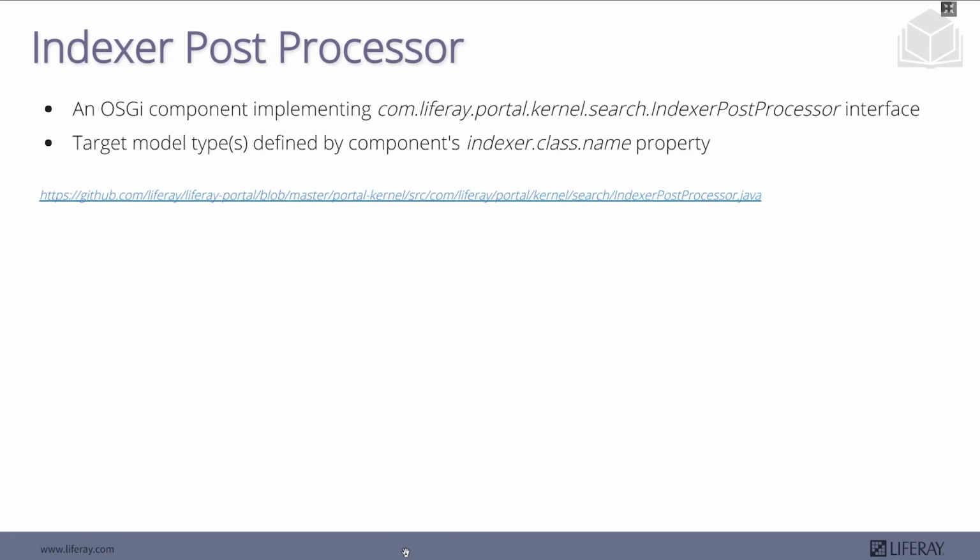Now, one of the mechanisms we have is the indexer post processor. It does just as it tells us. When the indexer hits, we can do some things after the fact. In order to do that, we would create a component that implements the interface IndexerPostProcessor, and then we would target specifically what sort of model we want to hone in on before it gets indexed.